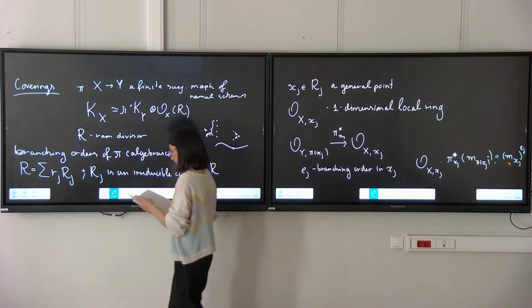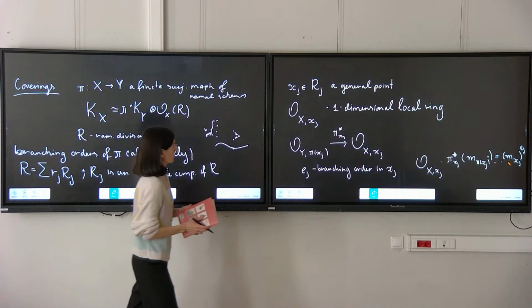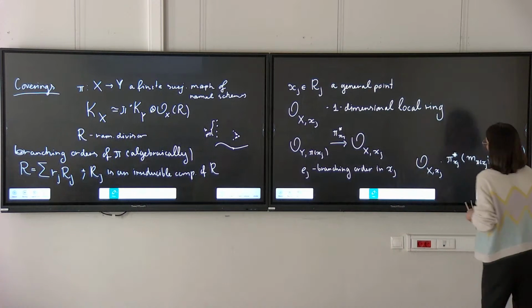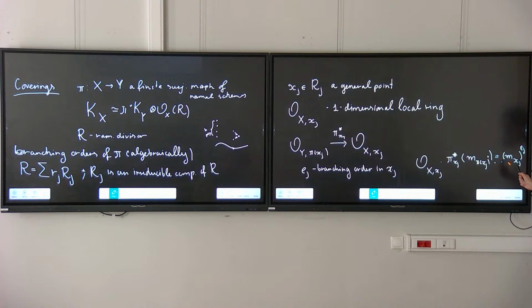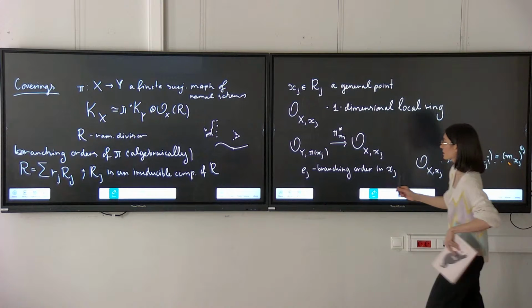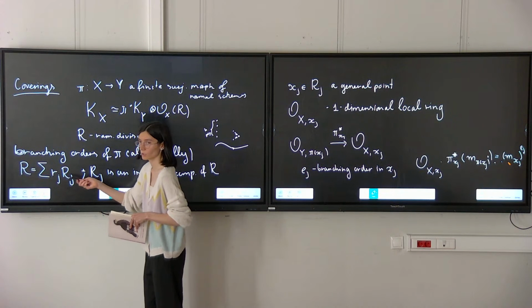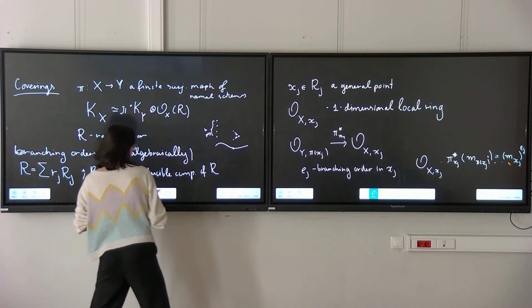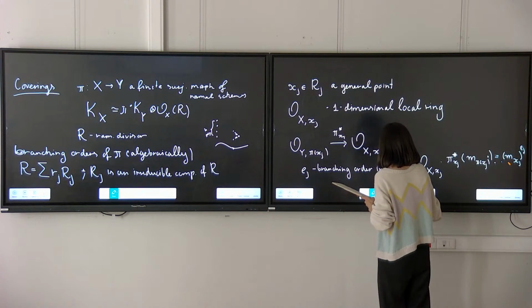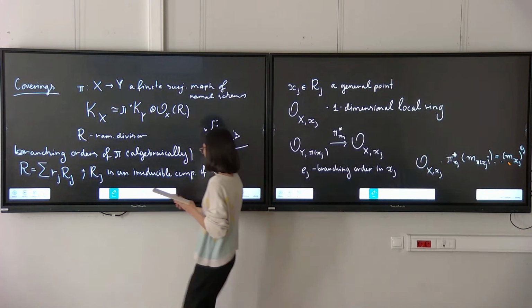Can I say here that e_j is just equal to r_j on the left-hand side? Yes. And now I will state that r_j here is just e_j minus 1. So let me state the statement.